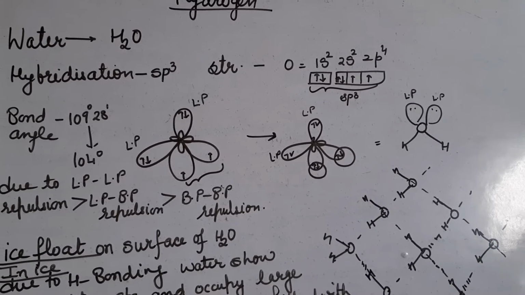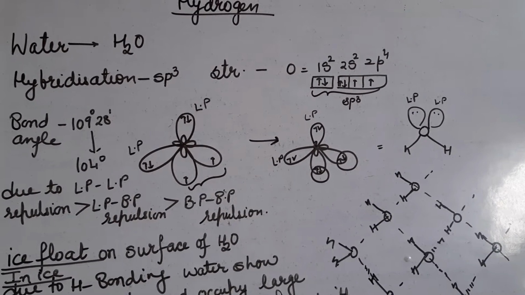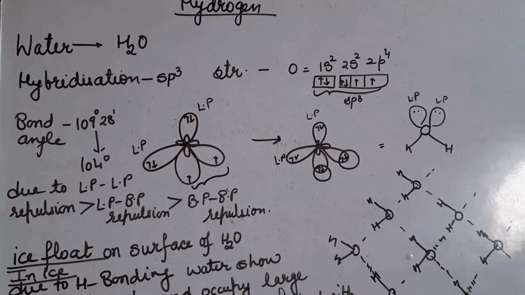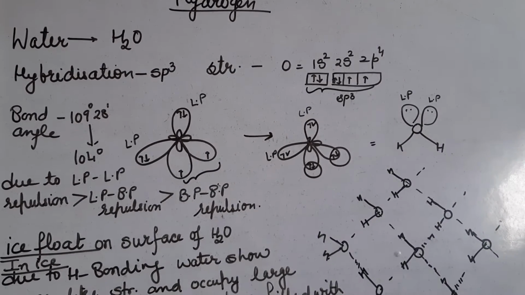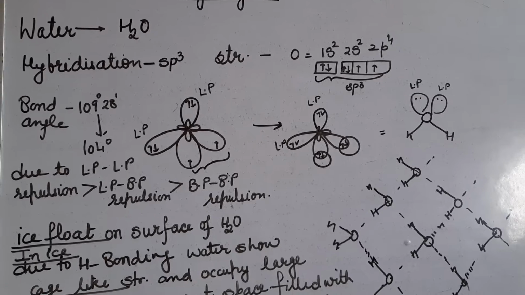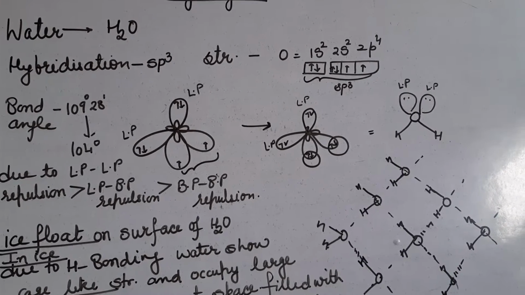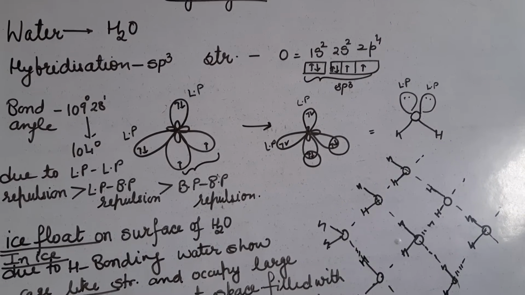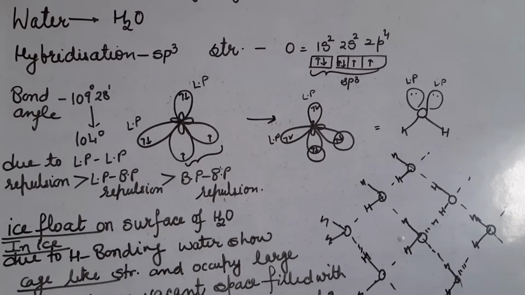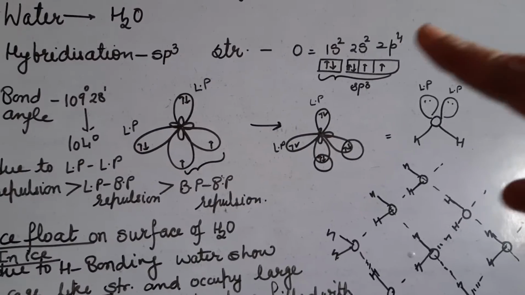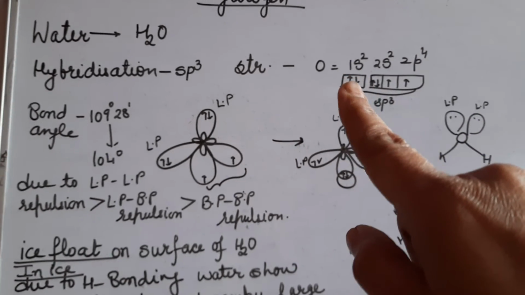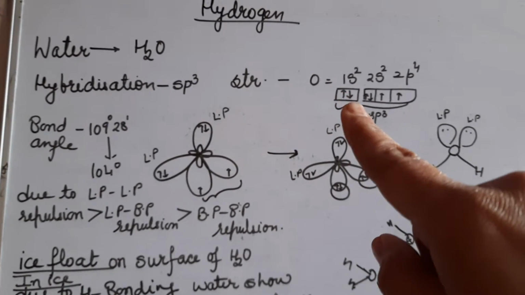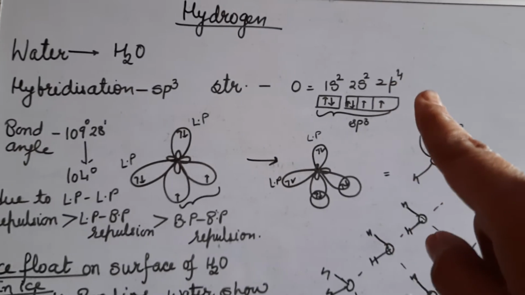In water, oxygen shows sp3 hybridization. The structure of water is sp3 hybridized. That's why its structure is tetrahedral. See here, this is your oxygen, the central element. It shows electronic configuration 1s2, 2s2, 2p4.